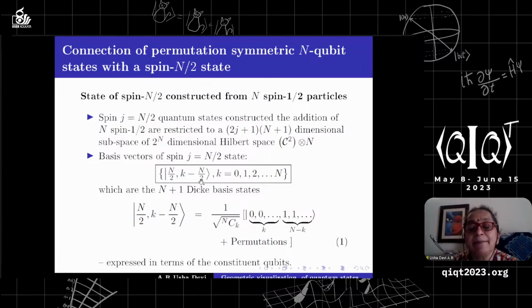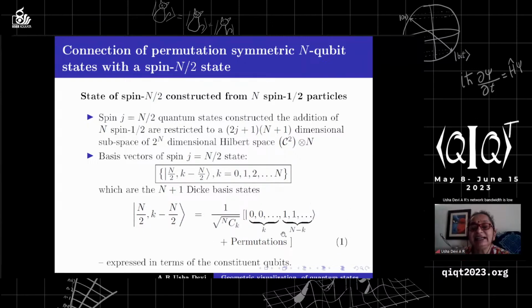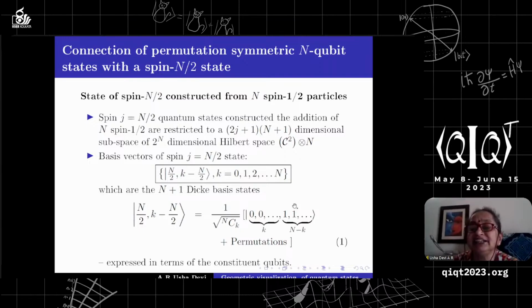They are our Jm states. That is, J is n by 2 and m is k minus n by 2, is what we write. And we can write such Jm states in terms of the qubits as permutation symmetric. I have all permutations. If I write the k value to be, say, 1, then I have one 0 and all others are 1. So this can be constructed. That is, I can write a spin J state in terms of the constituent qubits or constituent spinors.